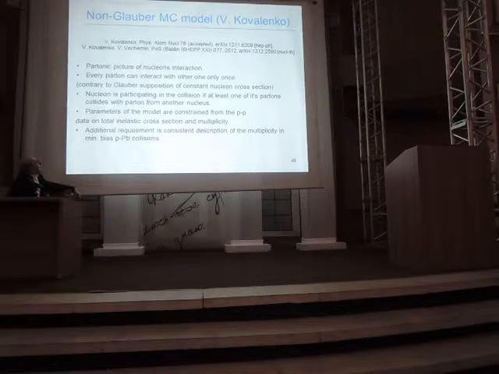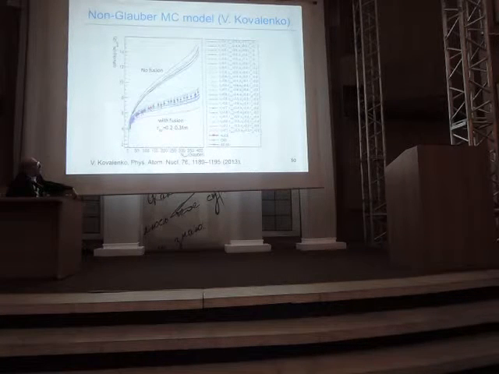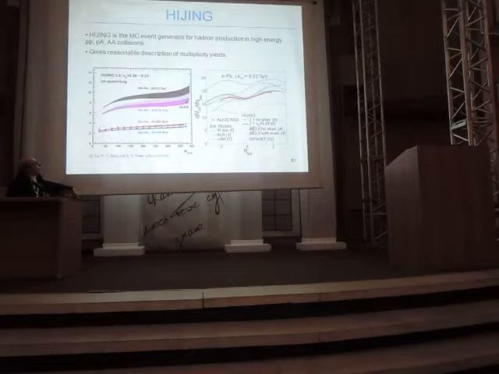The parameters of the model were constrained on proton-proton data. The characteristic feature of all these models, and also of the standard event generator HIJING, is that we are getting the proper description of multiplicity. So the model is tuned to produce the overall description of multiplicity.